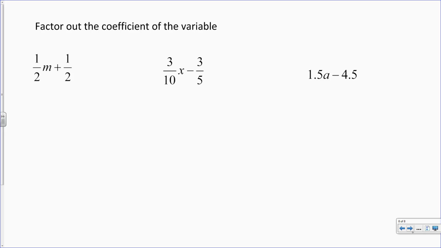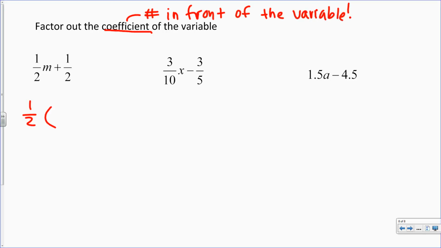So let's look at the next problem on your paper. It says to factor out the coefficient. So you don't even have to think, what is my greatest common factor? You just have to divide out or factor out the number in front of the variable, because that's called a coefficient. It is the number in front of the variable. So I have a 1/2 in front of my variable, so I'm going to factor out a 1/2 and see what's left.